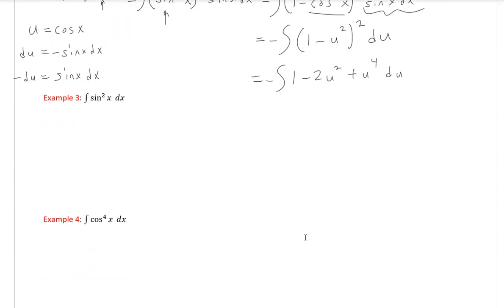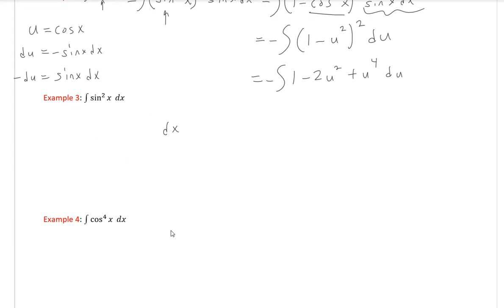Now, if we have an even amount, so we have a trig function to an even power, we're not going to use Pythagorean identities. The reason why is if I were to do that here, I would replace sine squared of x with 1 minus cosine squared x dx, and I'm still in the same situation. I've just replaced them with the Pythagorean identity, and I still have an even power that I don't know what to do with. So it doesn't really help.